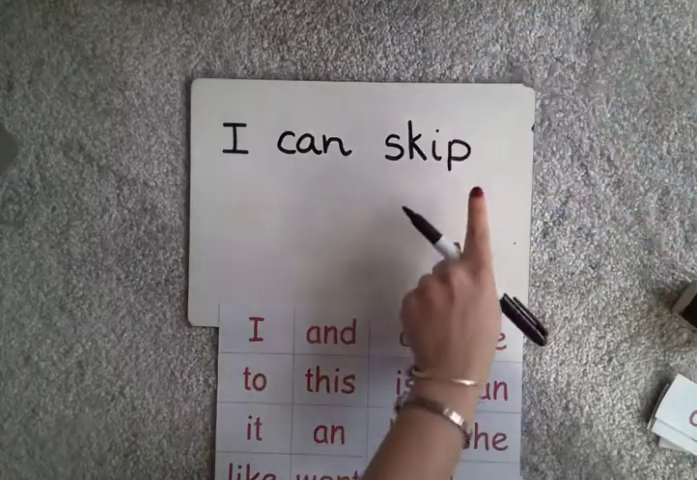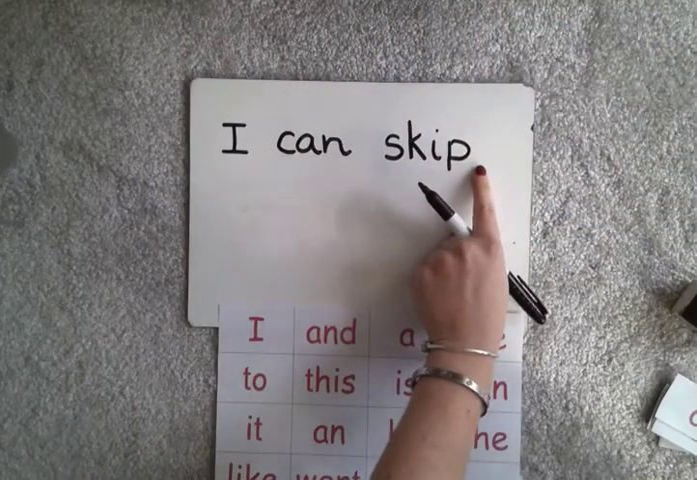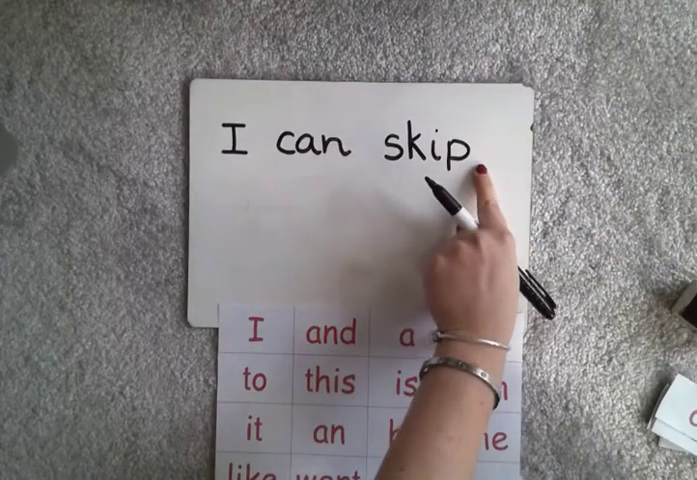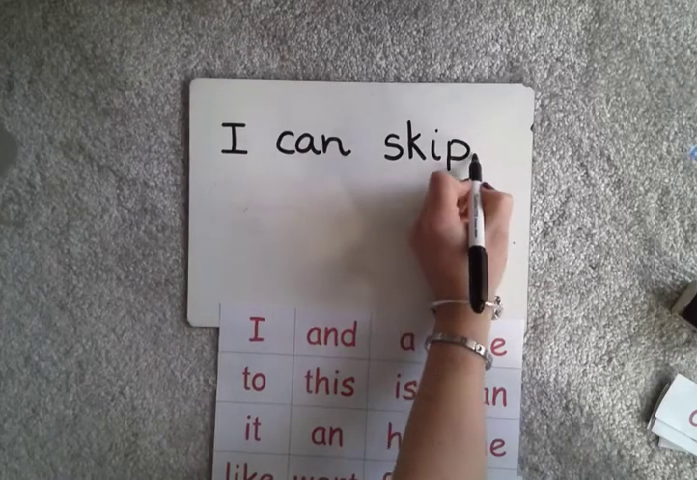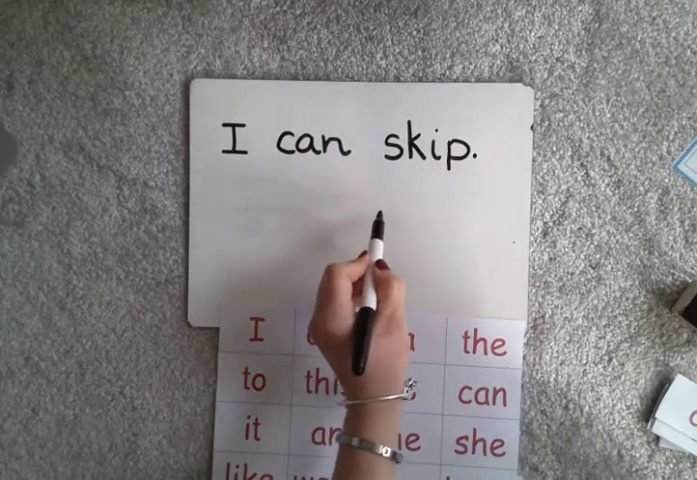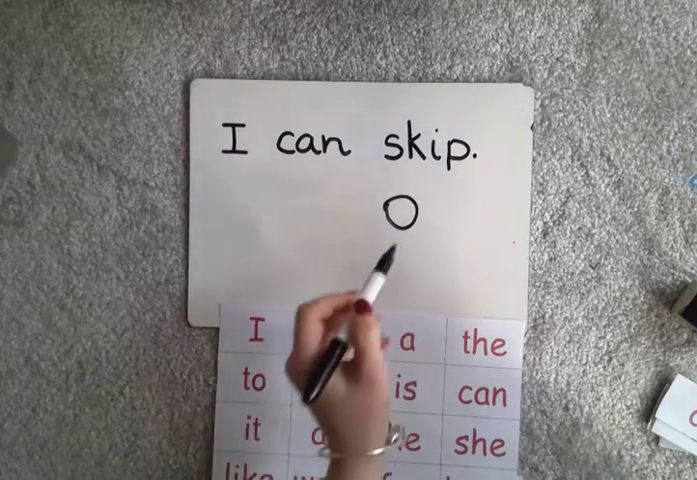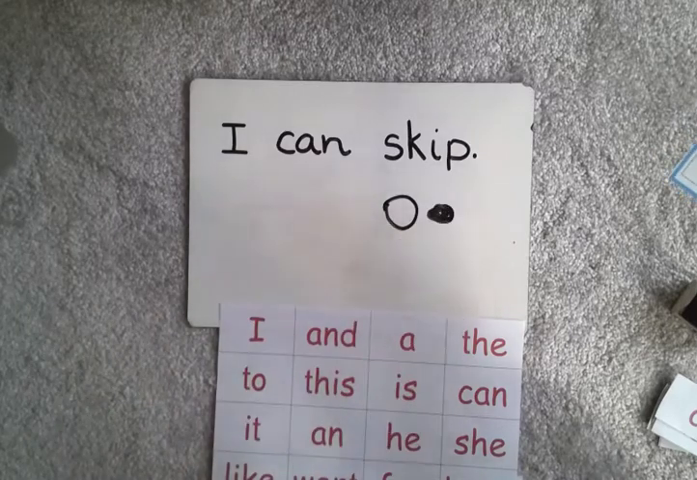Remember, our full stop is not a gigantic circle like that. It's not a round and round and round circle like that. It's just a simple dot. Okay? So, tick or fix, reception. Remember our tick or fix from phonics.